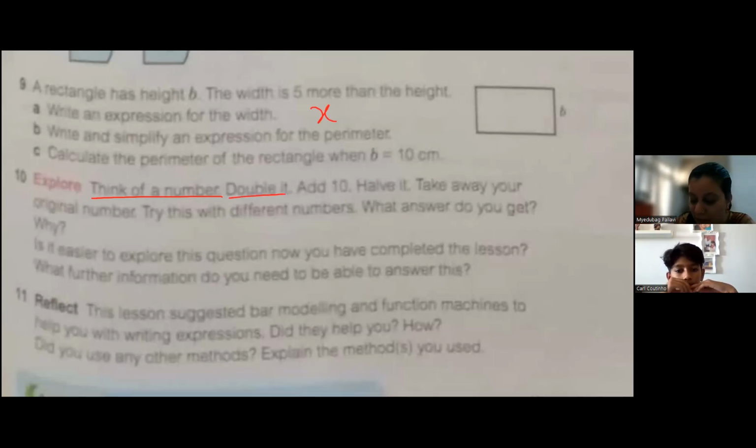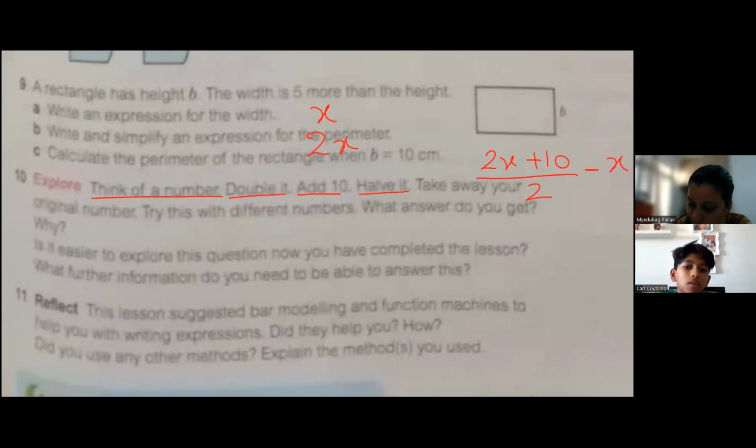Double it. If we double x, we get 2x, 2 multiplied by x. Then the third step is add 10. So the third step will be 2x plus 10. Then half it. So 2x plus 10 divided by 2. Then take away your original number. What is the original number?